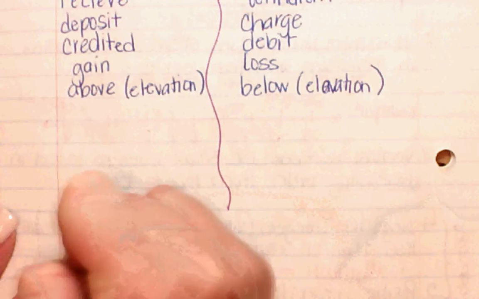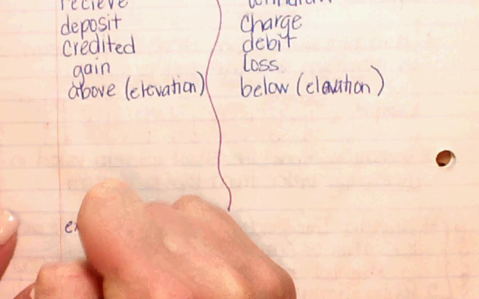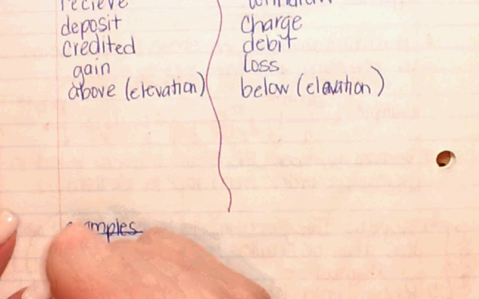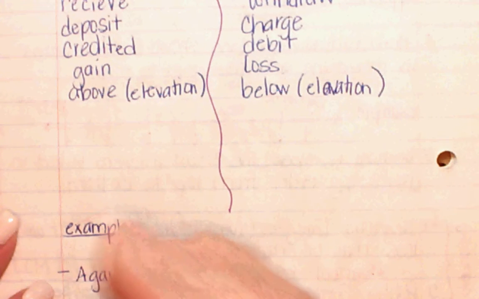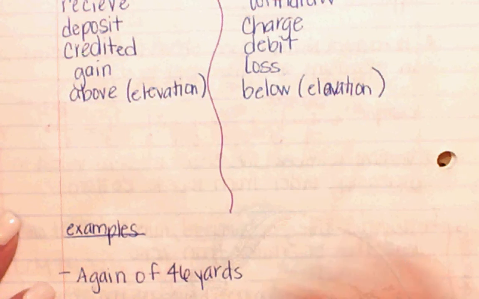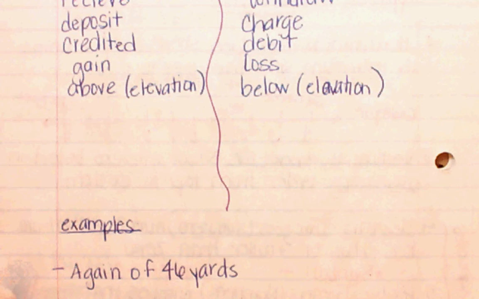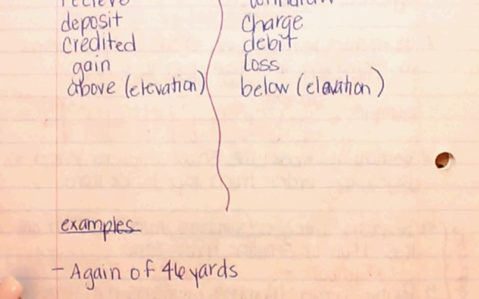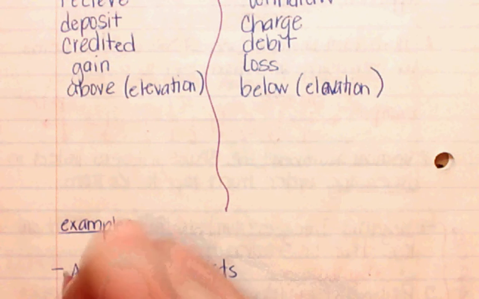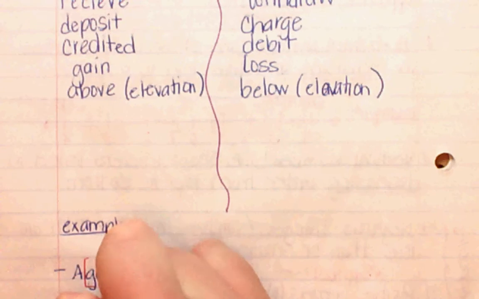So let's see. Maybe I'm going to say a gain of 46 yards. Okay, so here's what I do when I do this module. When I see a gain of 46 yards, the first thing I do is I put brackets around the word that describes if it's going to be positive or negative. So for me, that is the word gain. So I put brackets around it to make myself pay attention to that one word.